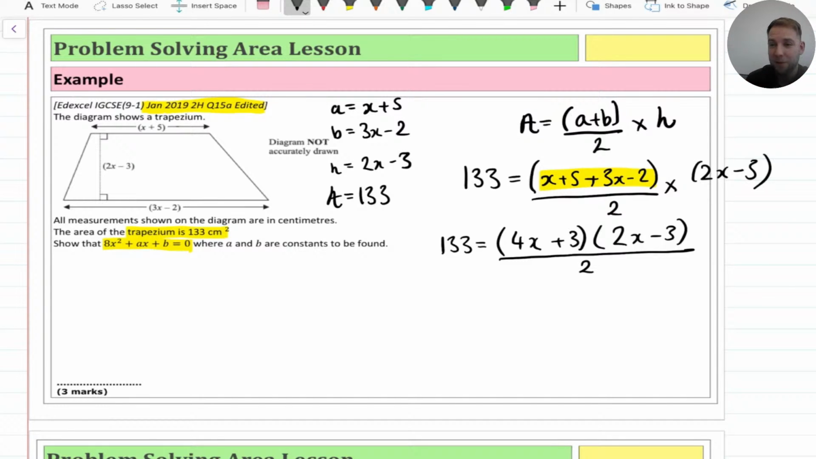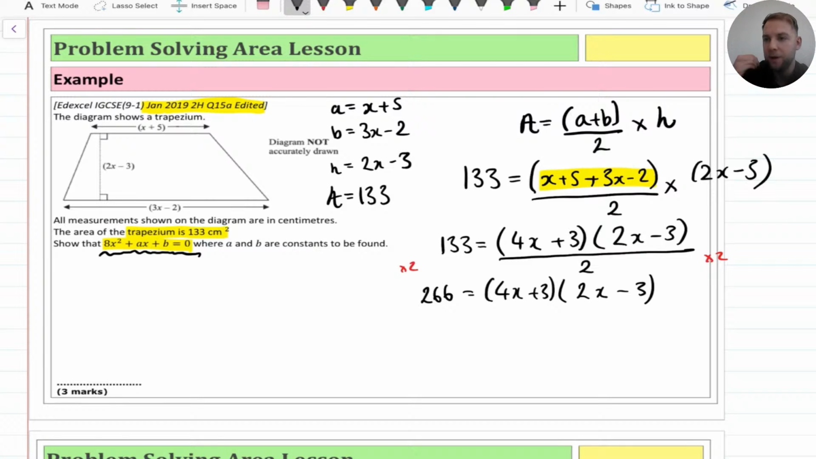Now we're nearly there with this. We just need to rearrange it to make it in this format, ax squared plus bx plus c. That's the format we're trying to get it in. So that's exactly what the next stage is. The next stage would be to times both sides by 2. So 133 times 2 is equal to 266, which is equal to, open bracket, 4x plus 3 times 2x minus 3.